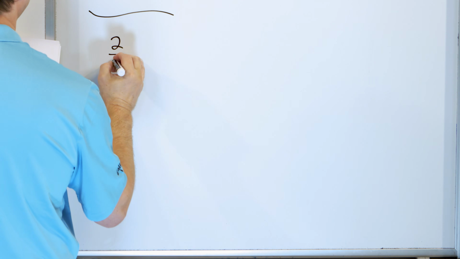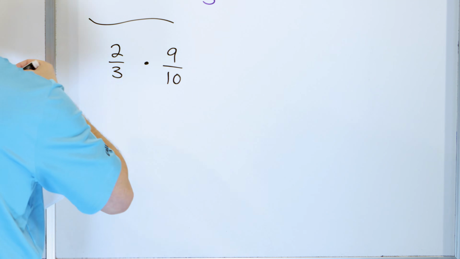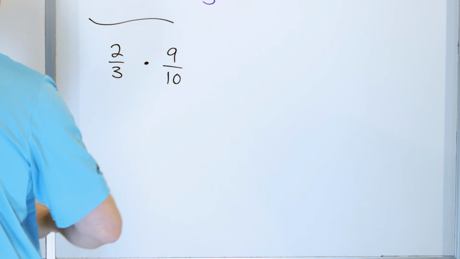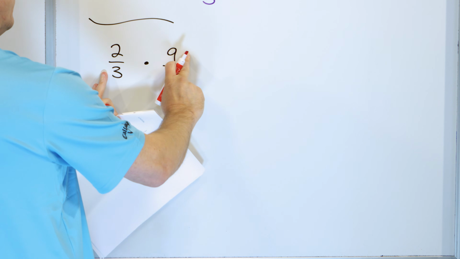What about 2/3 multiplied by 9/10? Now here is a situation we haven't had before because we have the 3 and the 9, and we see that we can divide both by 3.